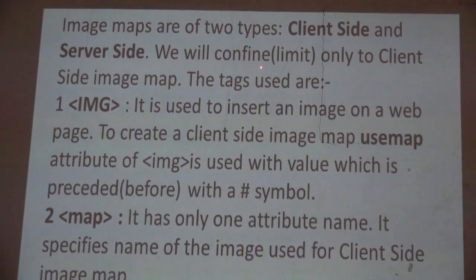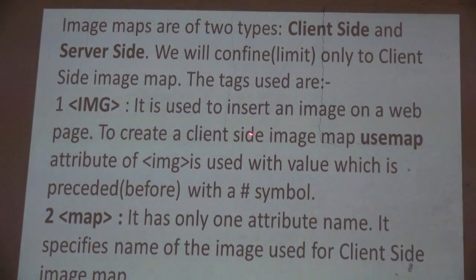We will confine, means limit ourselves only to the client side image map, because on the server side image map we have to depend on the server. The tags used are, number 1, img, the image tag. It is used to insert an image on a web page.